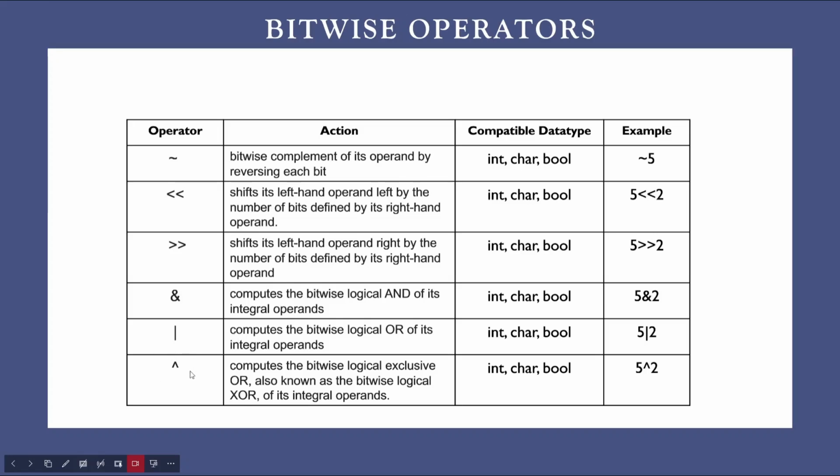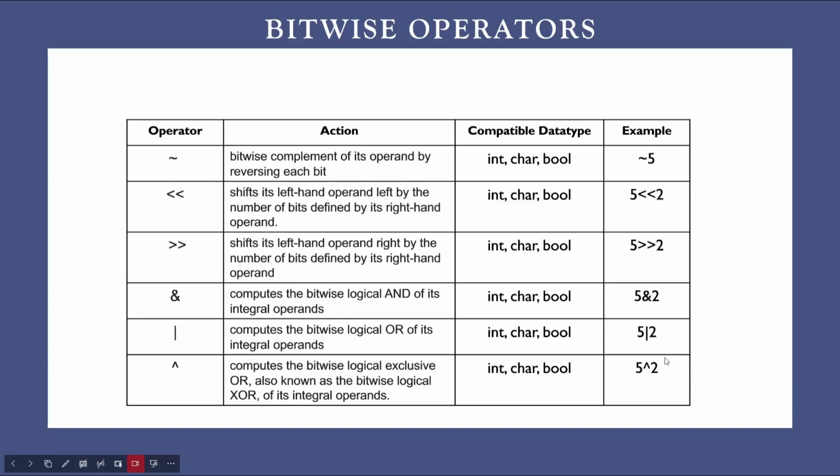Coming to this cap symbol, which is called exclusive or. Now this will give you a logical XOR operation. If two inputs 5 and 2 are given, 5 will be converted to binary and 2 will be converted to binary. If both the bits are 1, then it will be 0.